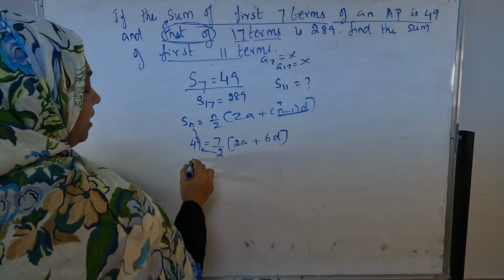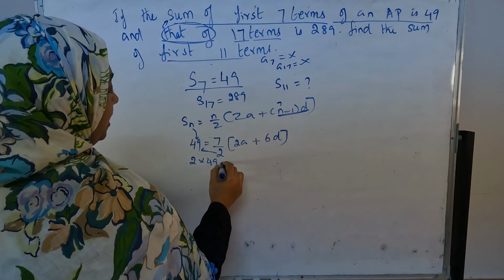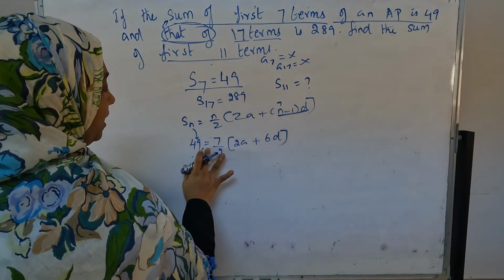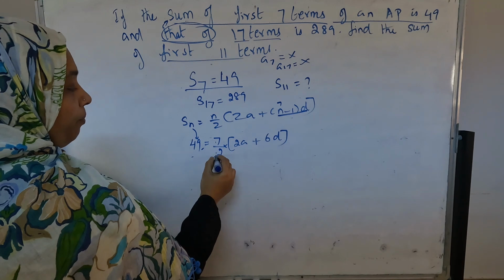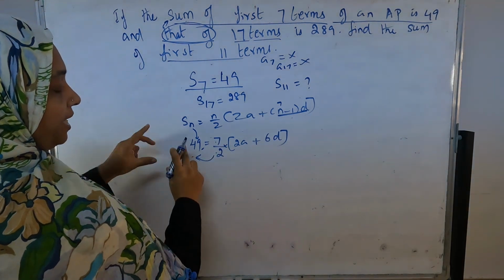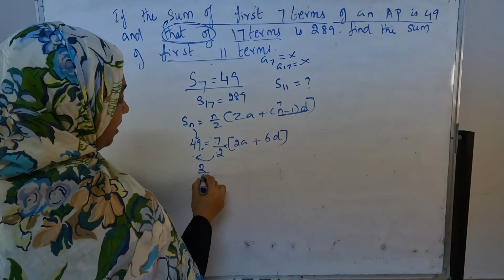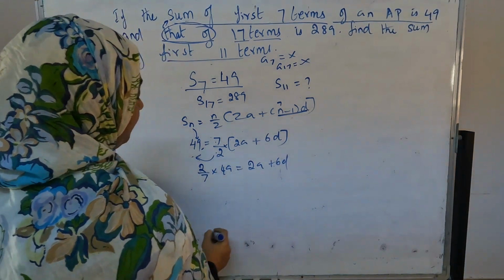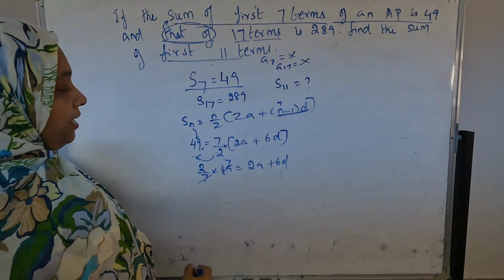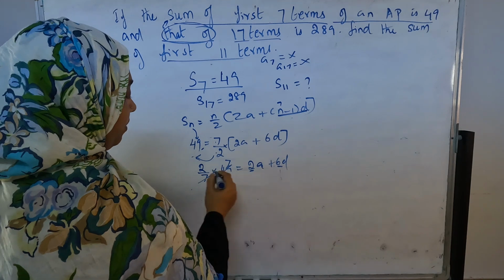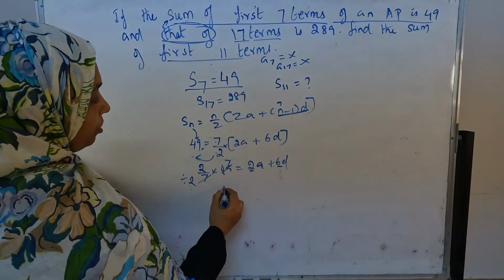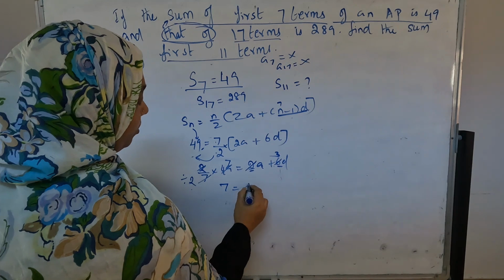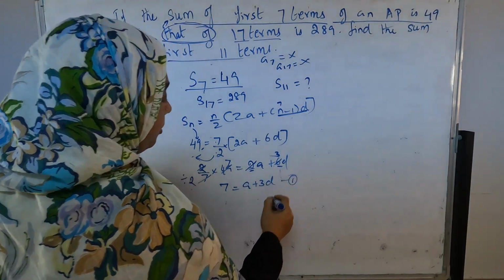Now bring this 2 here. This part we bring to the other side; 7 by 2 coming this side becomes the reciprocal, that means 2 by 7 into 49 is equal to 2A plus 6D. 7 sevens are 49. Here everything is in the 2 table, so divide everything by 2. It becomes 3. So 7 is equal to A plus 3D. This is our first equation.